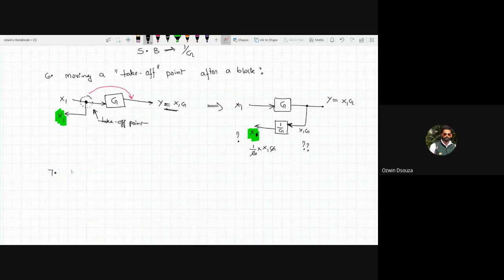7th rule. So obviously, before a block. So moving takeoff point before a block. Okay. So let's say suppose you have this scenario.